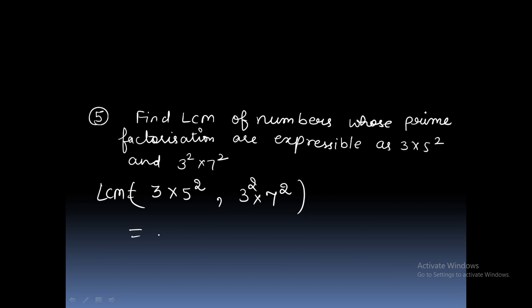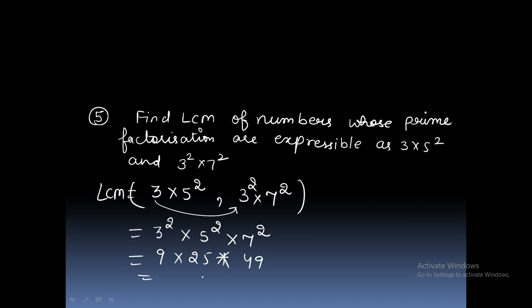3 raised to power 2 multiplied by 5 raised to power 2 multiplied by 7 raised to power 2. Out of these, it will take the maximum power of each, and then multiply: 3 squared is 9, 5 squared is 25, 7 squared is 49, and after multiplying all these values we will get 11,025. This is your answer.